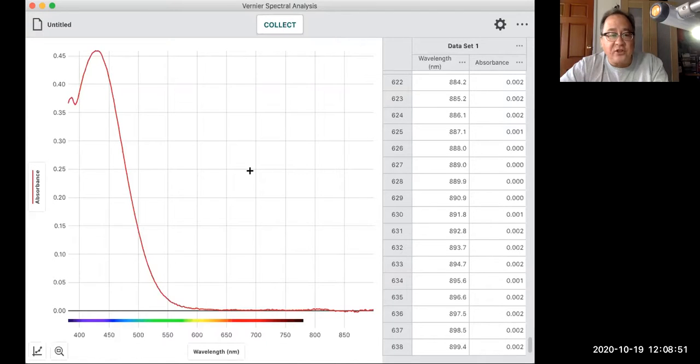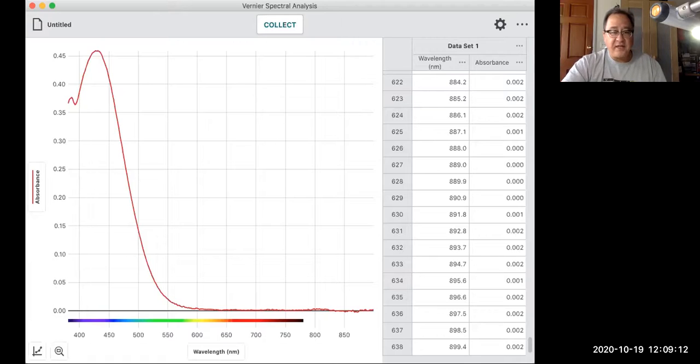Remember, for the yellow solution, the absorbance was low in the yellow region. So for the blue solution, where do we expect the absorbance to be low? For the yellow solution, the absorbance is low in the yellow region. For a blue solution, let me show you the blue solution.